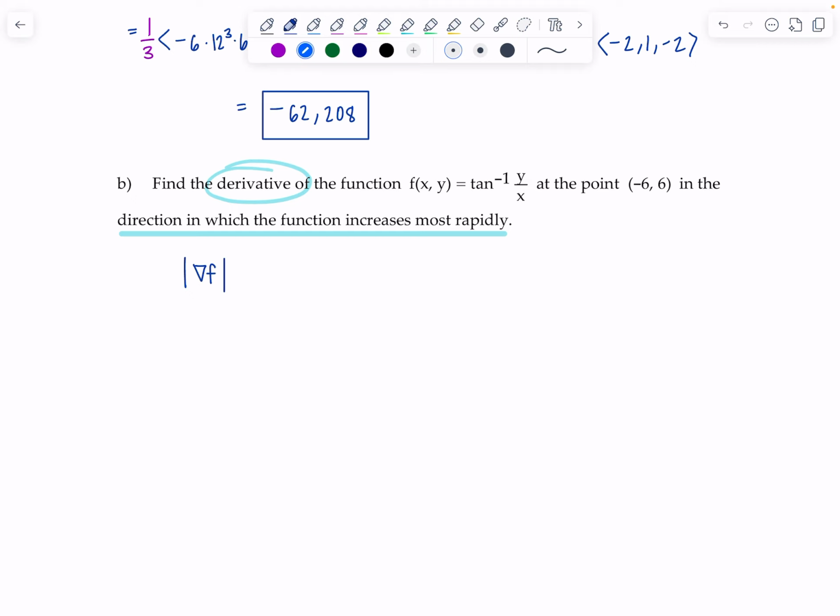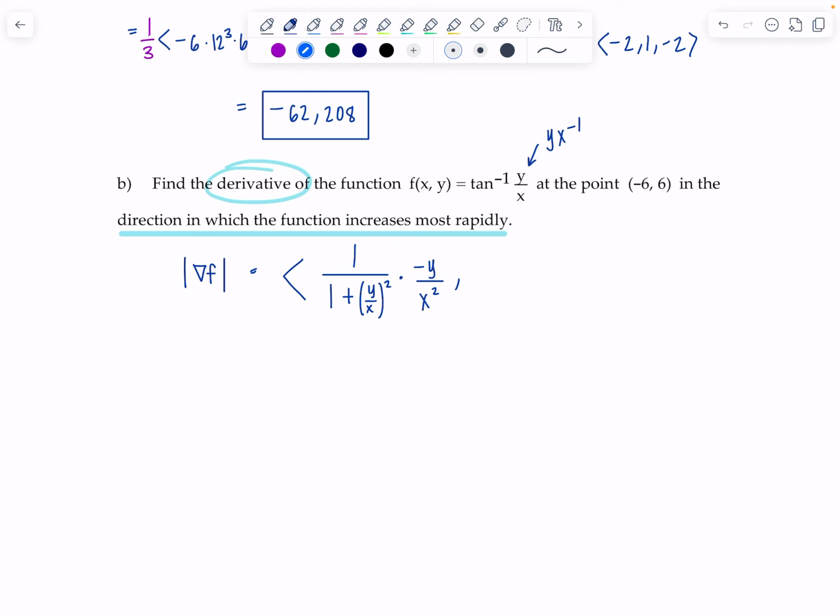So here we go. We've got to get the gradient of f. Okay, so partial derivative with respect to x. The derivative of tan inverse of something is 1 over 1 plus the something squared. And then by the chain rule, I'm holding y constant, so I have to take the derivative of y over x with respect to x. Maybe it's helpful to think of it as y x to the negative first. Then the derivative is negative y x to the negative second, which is the same as negative y over x squared. We'll clean this up in a moment.